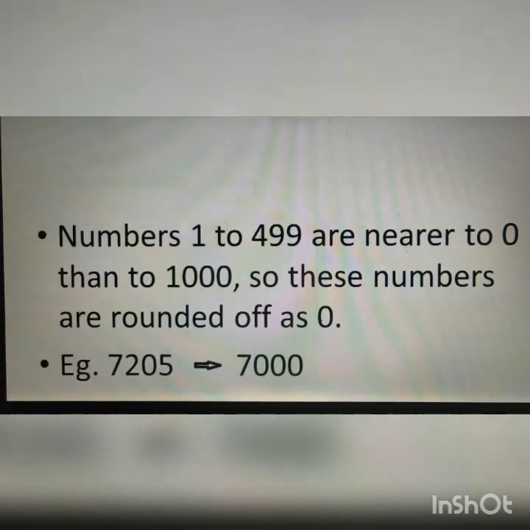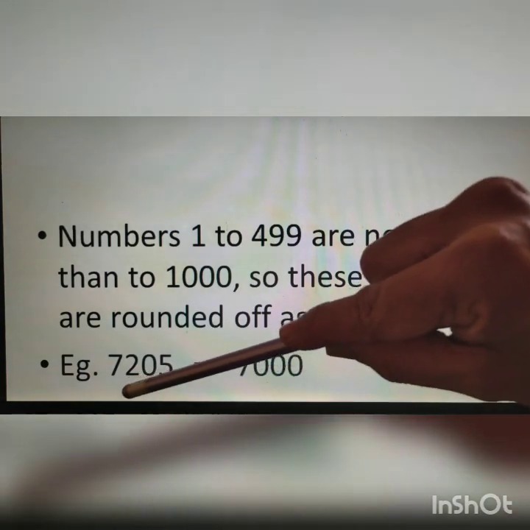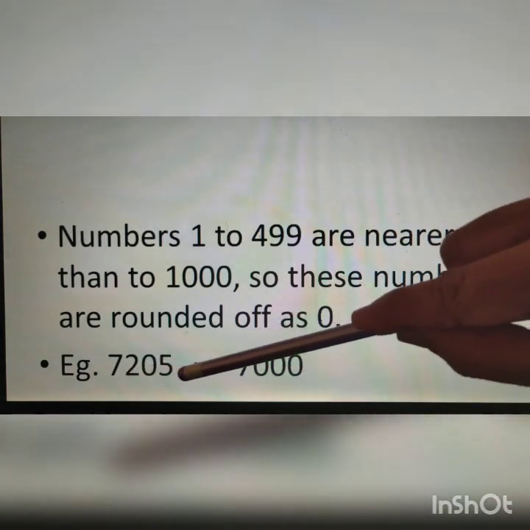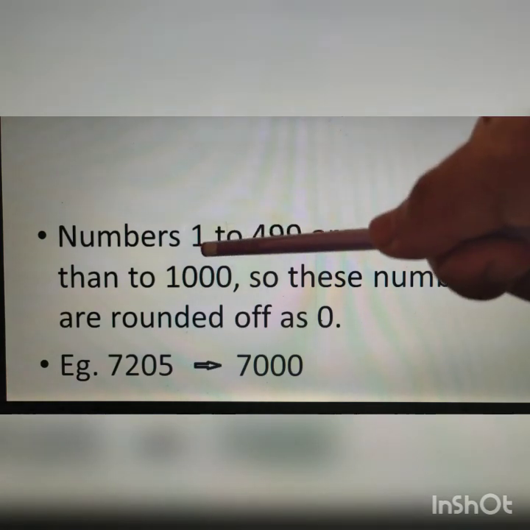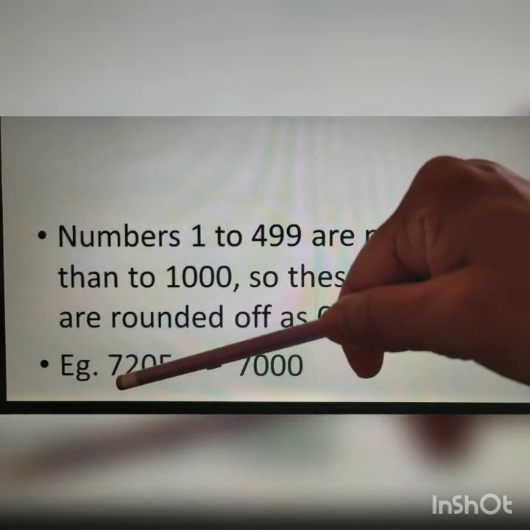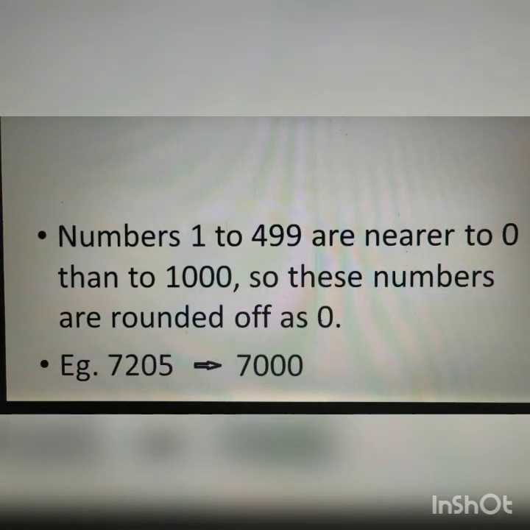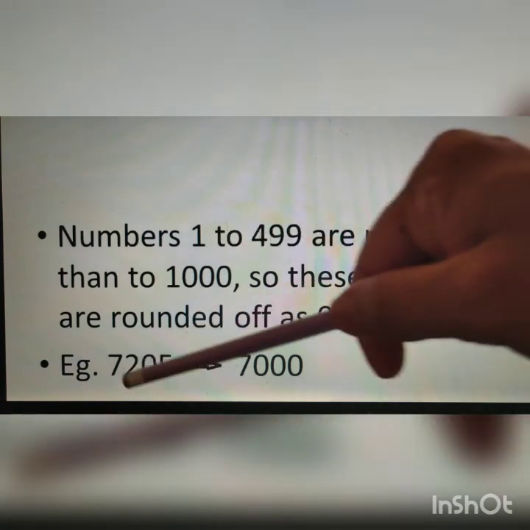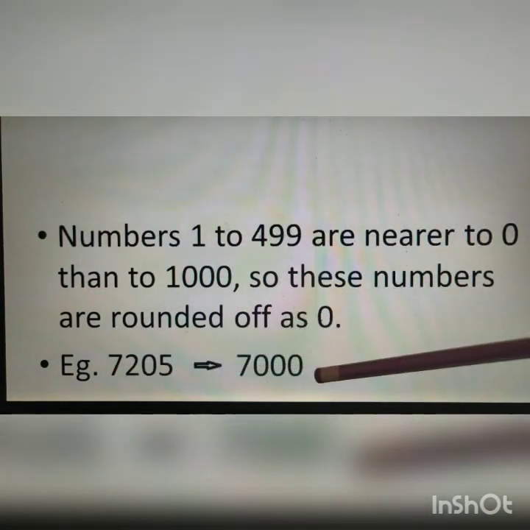While rounding off to the nearest thousand, check the last three digits, starting from the hundreds place. If the last three digits are between 1 and 499, they will round to 0. Here 7205: 205 is nearer to 0, so we will round it to 0. Therefore 7205 will round to 7000.